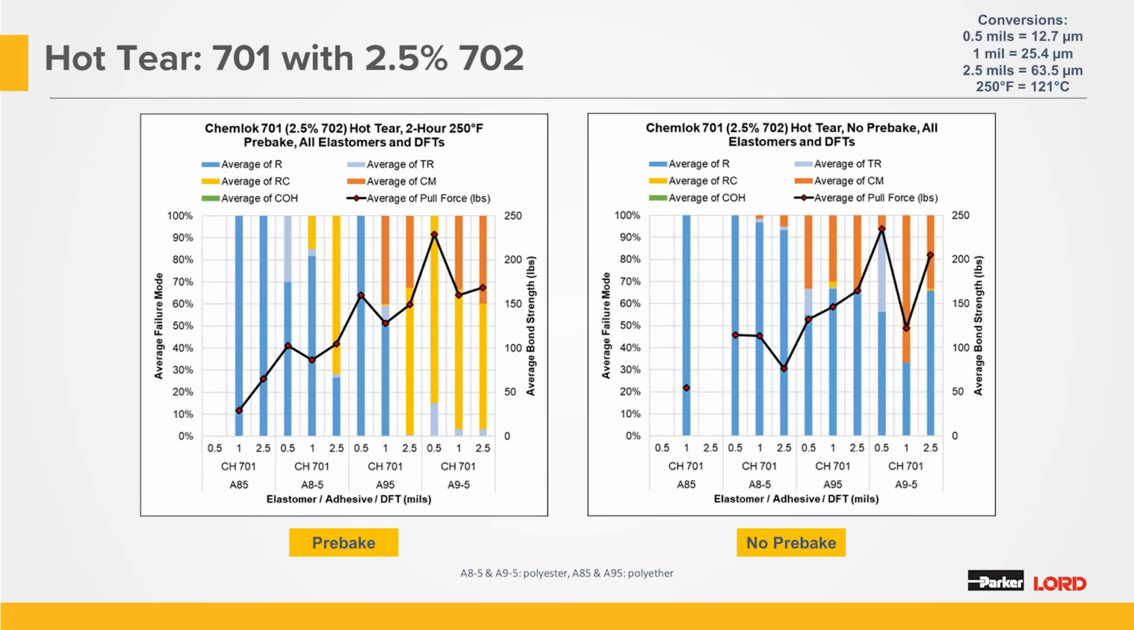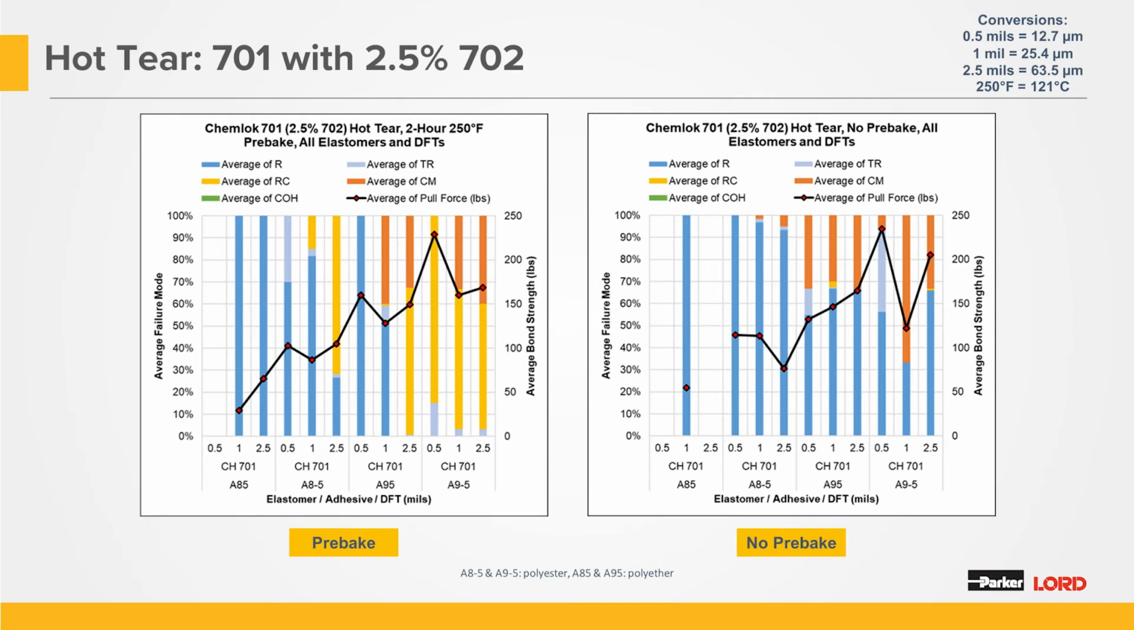Now we're viewing hot tear results for 2.5% ratio of Chemlok 702. The highest thick rubber retention is seen on the softer compounds, the A85 and A8-5 for both pre-bake conditions. There are a few data points missing for the A85 elastomer. This compound tore during the hot tear testing prior to tensile testing, and it wasn't able to be evaluated for the missing conditions. The A85 was noticeably weaker than the other elastomers when exposed to high heat. We can see that rubber retention is higher without pre-bake. With pre-bake, we start to see RC failure, unlike the data without the curative.